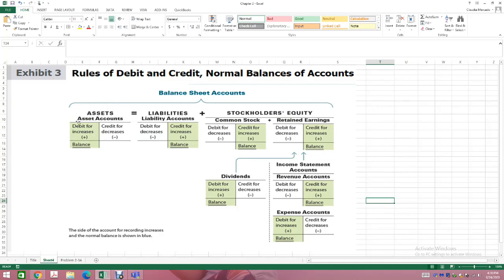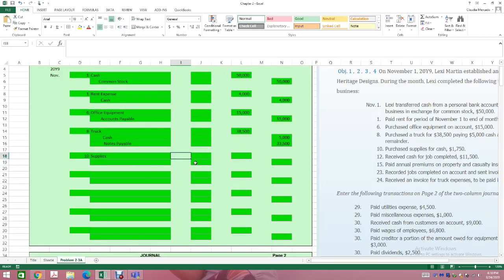How did you pay for the supplies? With cash. Cash is an asset, so that means I have to credit my account for cash because it's decreasing. Okay, that's how you read this thing.